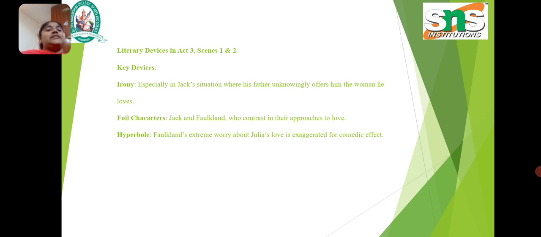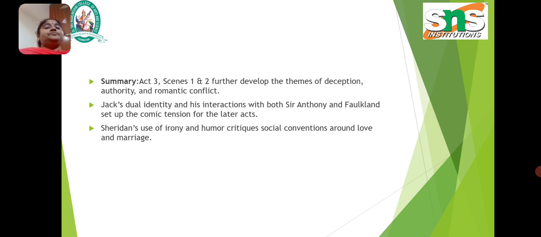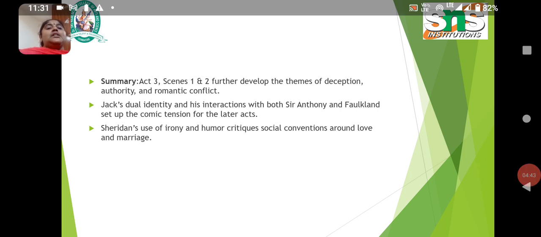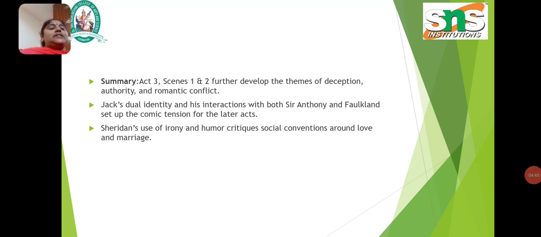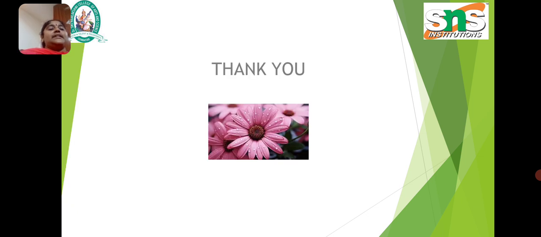The key devices of Act 3, Scene 1 and 2 are irony, foil characters, and hyperbole, and these developed the themes of deception and Jack's dual identity. His interaction with Sir Anthony and Falkland sets up the comic tension, and the humor critiques social conventions around love and marriage.